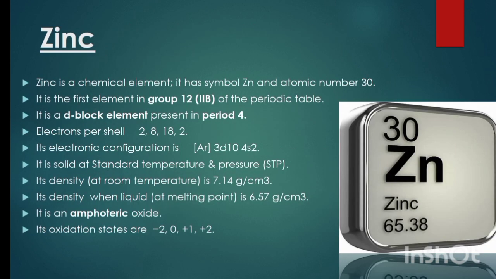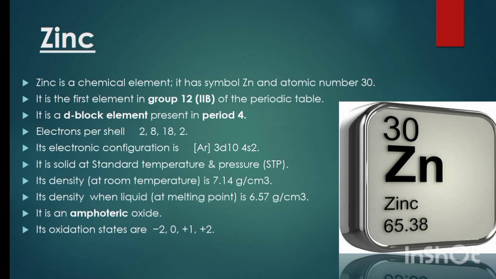Now we will discuss zinc. Zinc is a chemical element. It has symbol Zn, atomic number 30, and its mass number is 65.38. It is the first element in group number 12B. It is a d block element present in period 4. Its electronic configuration is given.